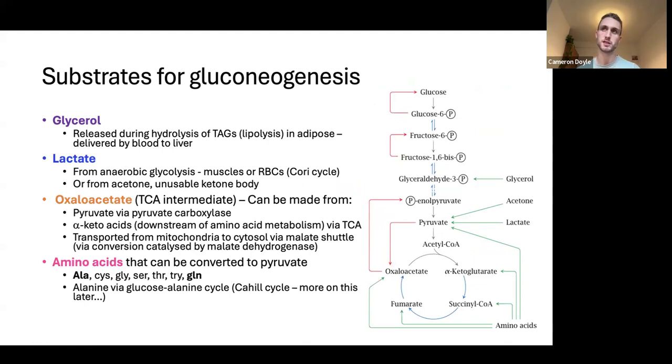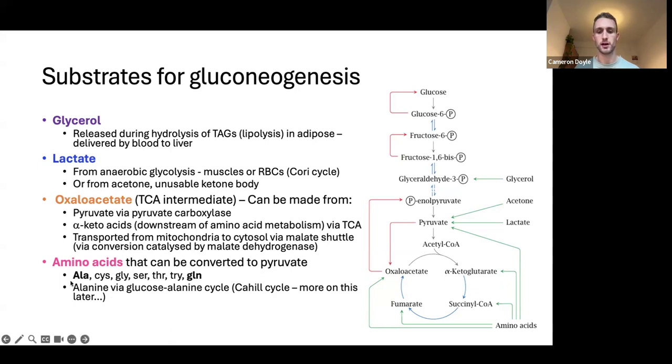Glycerol, which comes from the hydrolysis of triacylglycerides, fats. Lactate produced from anaerobic respiration in muscles and supplied to the liver by the Cori cycle for gluconeogenesis. And oxaloacetate, which we mentioned, and also some amino acids. So these are some of the ones mentioned: alanine, cysteine, glycine, serine, threonine, tryptophan, and glutamine. I think that's glutamine.